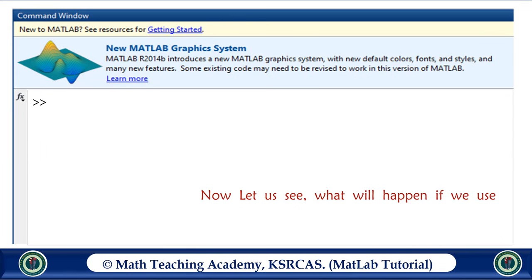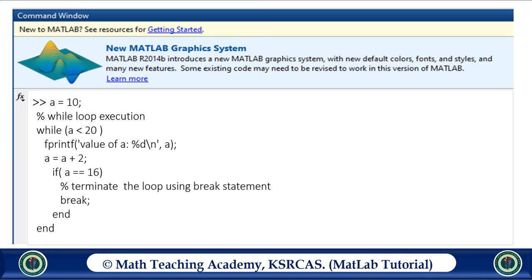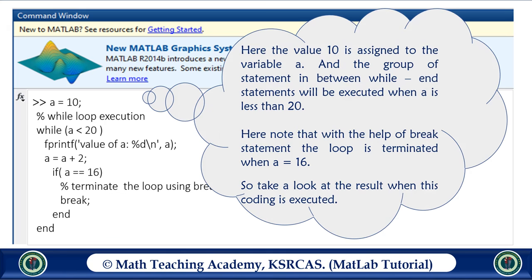Now let's see what will happen if you use a break statement within a while loop in the command window. Have a look at this example. So after executing this command, here the value 10 is assigned to the variable a, and the group of statements in between while and end will be executed when a is less than 20. Here note that with the help of the break statement, the loop is terminated when a is equal to 16. So take a look at the result when this coding is executed.